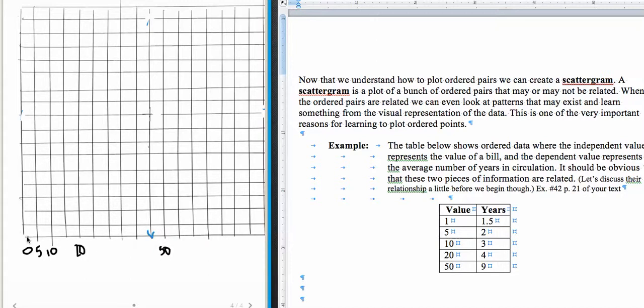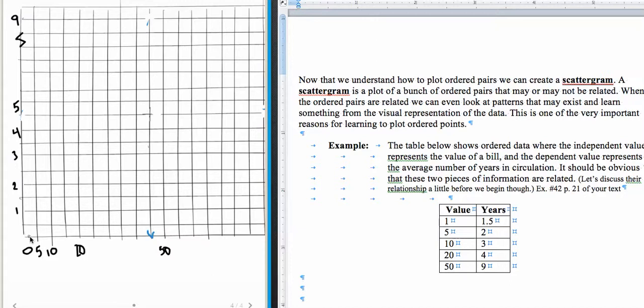And then up here, I'm going to mark these off by half-year increments. So that's 0.5, and that's 1, and that's 1.5. There's 2, 2.5. There's 3, 3.5, 4, 4.5, 5, 5.5, 6, 6.5, 7, 7.5, 8, 8.5, and 9 would actually be off my scale. So I'm just going to break my scale right here, and I'm going to put 9 up there so that we get the point.